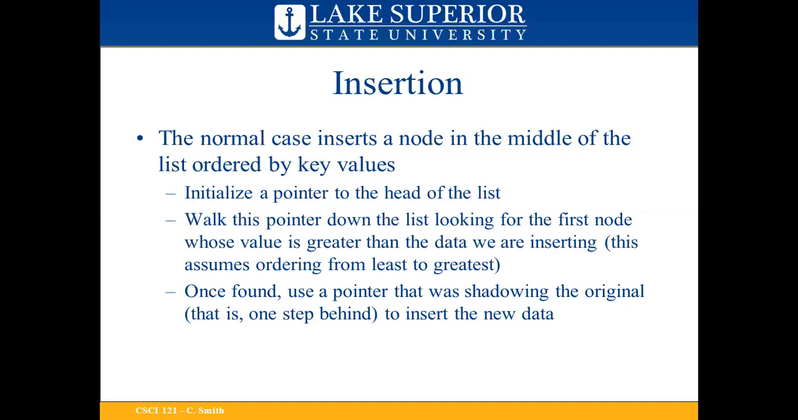So you want to keep walking the list until you see something that is greater than the thing you want to insert. I move to the second thing in the list and its value is 7. Nope, 12 is still bigger than it, okay? Then I move to the next thing in the list and its value is 11. Nope, 12 is still bigger than it. Move to the next thing in the list and it's 22. Hey, that's bigger than 12. That's where I need to insert. Once found, we use a pointer that was shadowing the original one, that is one step behind, and we use both of those pointers to insert the new data.